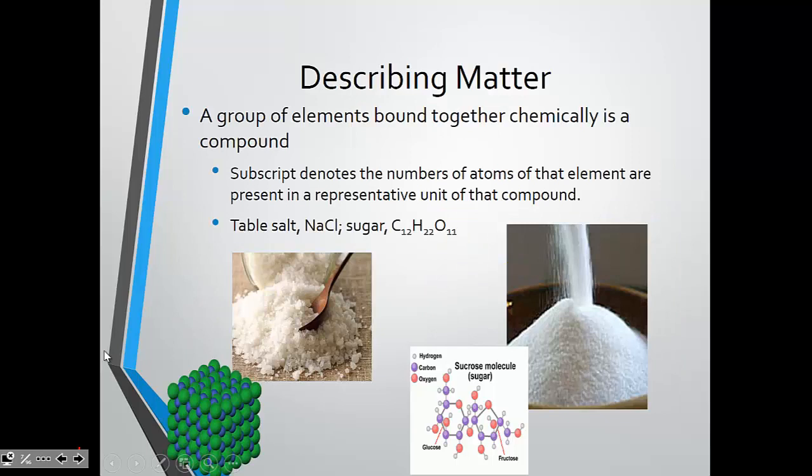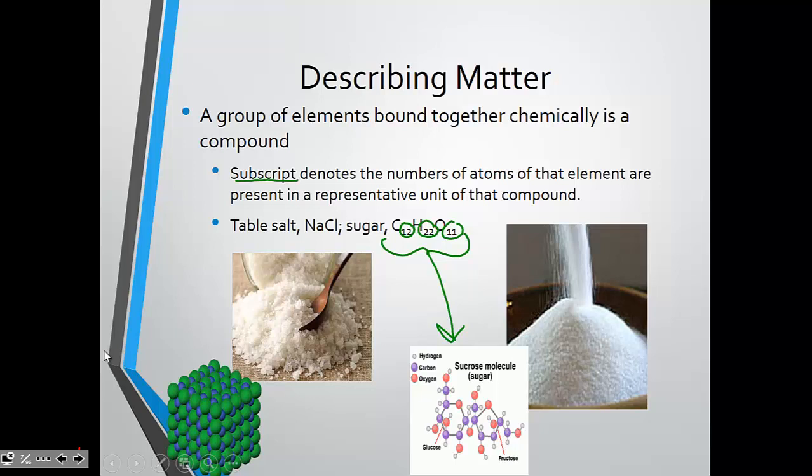You'll notice that when I described those, I discussed the number of atoms present based on their subscripts. The little numbers that come after each element tell you how many of that atom is present in the molecule. And if you were to count these little dots, you would see that there are 22 hydrogens, 11 oxygens, and 12 carbons.